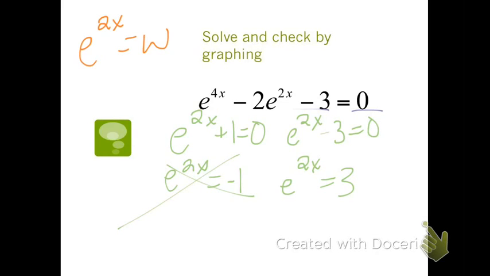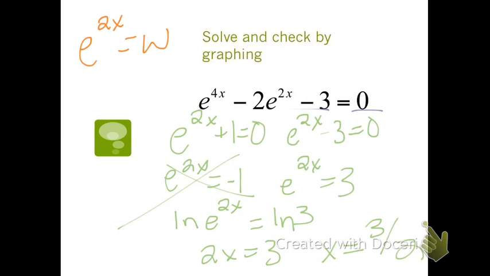E to the 2x equals 3. Take the natural log of both sides. And we get 2x equals ln 3. So we get x equals ln 3 over 2. That one is tricky, and I'm happy to walk you through it again. Just make sure you've written down everything. I know I had to kind of start over to give myself some more room. But again, you could do it graphically, put everything on the left into y1, put 0 in for y2, and look for the intercept.